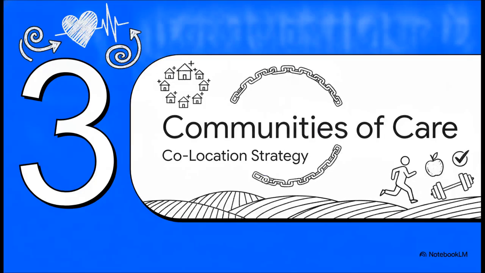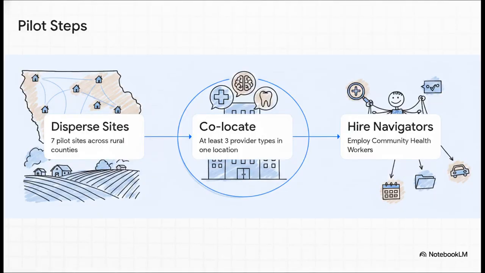That brings us to Section 3, the Communities of Care Initiative. This component is structurally designed to transform rural service delivery specifically to combat chronic diseases. The mechanical steps for this pilot program are pretty straightforward. The state has to fund up to 7 geographically dispersed sites across rural counties. The structural mandate here is physical co-location. This means you've got to have at least 3 distinct provider types operating out of a single physical building. The whole idea is to completely remove geographical barriers for the patient.